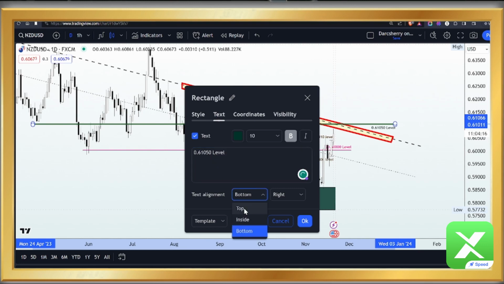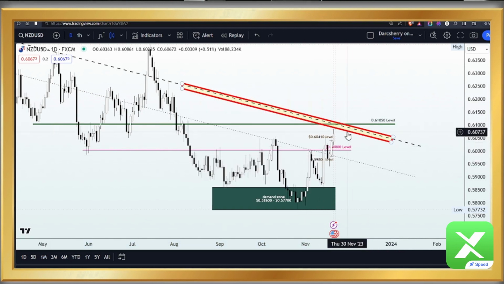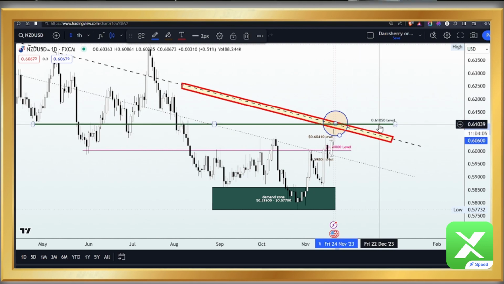So let's mark that level out, and you can see how that level shares a confluence with that descending trend line right there. So if price action will break out of the 0.61050, we'll definitely want to be adding more buy positions. A breakout of that level will also have broken out of that descending trend line, giving us a sign that the trend line may no longer have the capacity to continue to negate the bullish attempt.